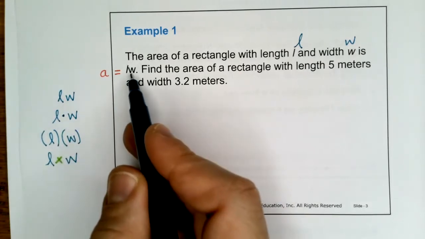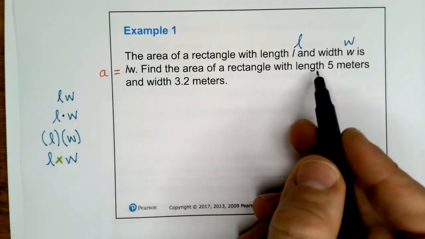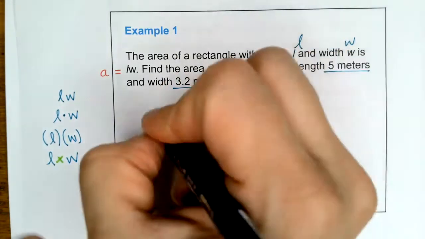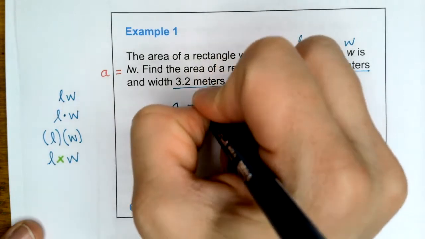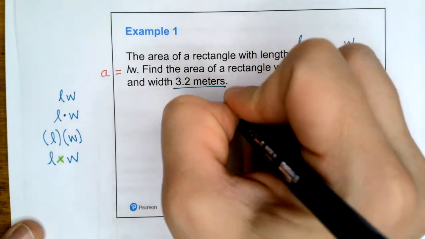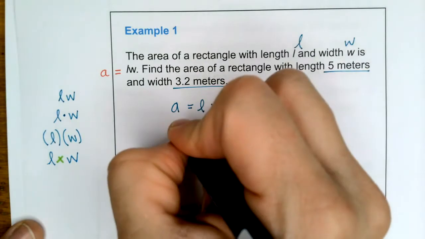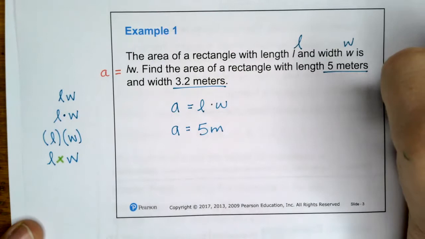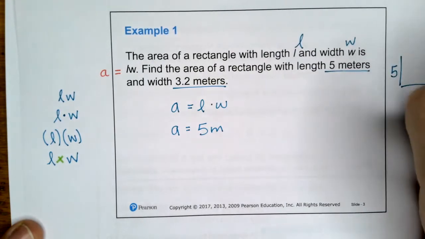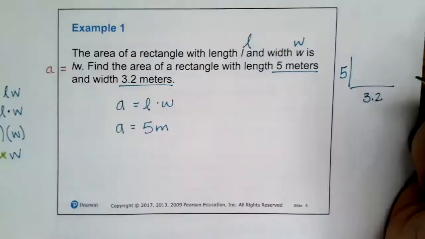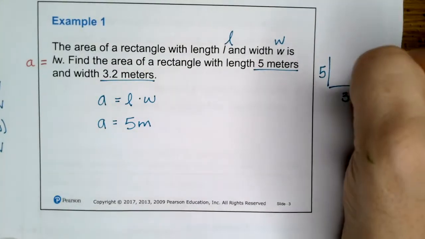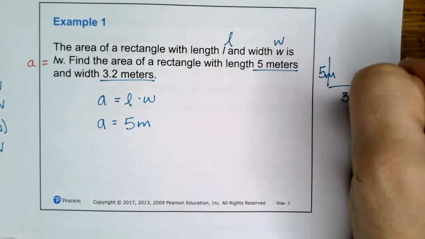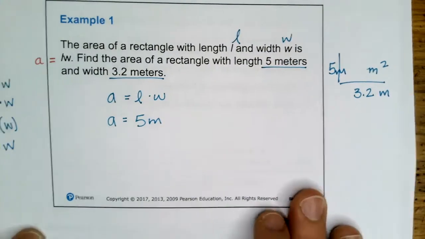So LW means length times width. Find the area of a rectangle with length 5 meters and width 3.2 meters. All right, so we know area equals length times width. Length is 5 meters. And I need to add that M, right? Because we know that if this is 5 and this is 3.2, our answer is going to be a number of meters. It was 5 meters, 3.2 meters. We know our answer is going to be meters squared, right?